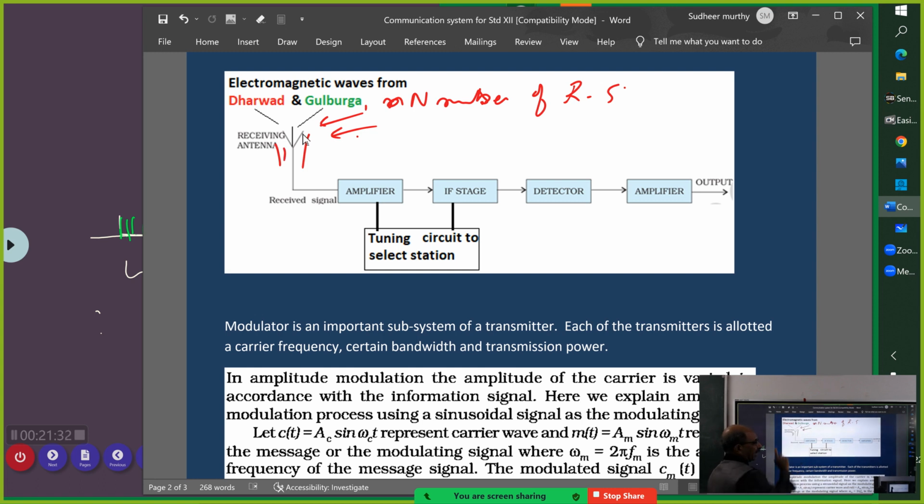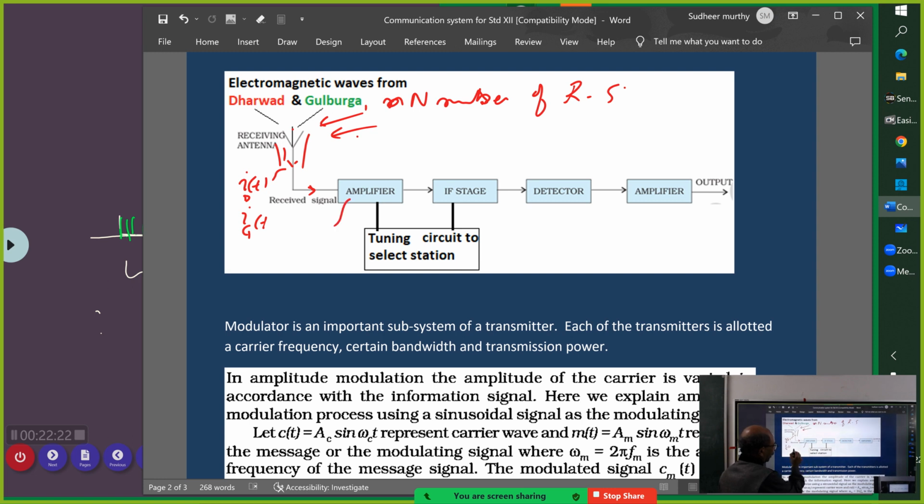All these electromagnetic waves will have an electric field and a magnetic field, right? When the electric field hits this antenna, which is a piece of conductor, it will get converted into electrical current. Hello, are you with me? So you will get electric current. Electric current means it is a signal. Signal of Dharwad station, current of Gulbarga station. So many currents of different signals will be created in the antenna. Can you imagine this? Please imagine this. So many signals are there.